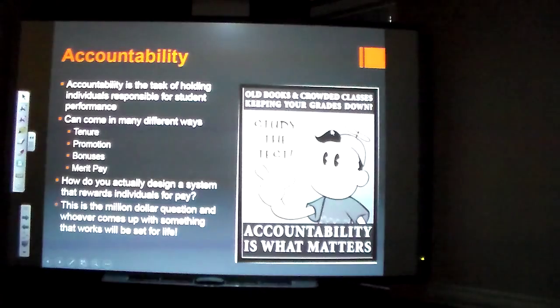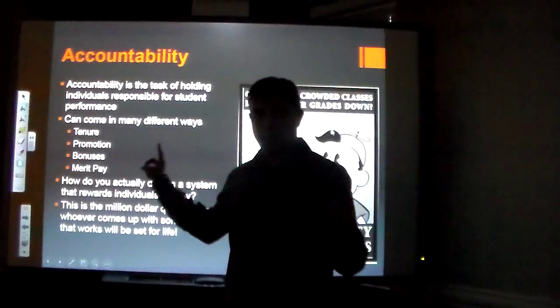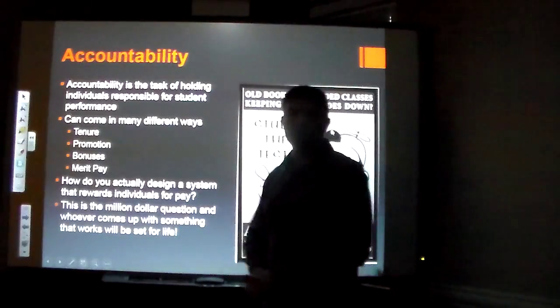So accountability, this is when you hold people responsible for student performance. And you give them tenure. You give them promotions. You give them bonuses. And you give them merit pay. If you can actually come up with a system that rewards individuals for pay that works, you will be a multimillionaire. You will never do this in your lifetime in schools.